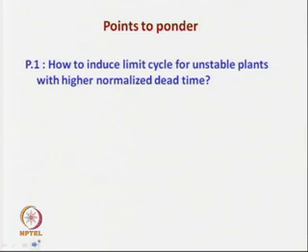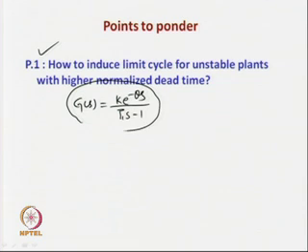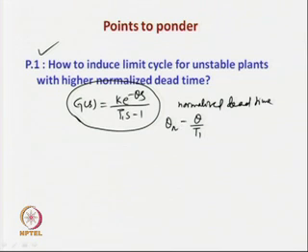Now, coming to the question of how to induce limit cycle for unstable plants with higher normalized dead time. What do you mean by normalized dead time? Given G(s) of the form k e to the power minus theta s upon (T1 s minus 1), this is the dynamic model of a first order plus dead time transfer function. The normalized dead time is expressed by the ratio theta upon T1, which we denote as theta n. So, the normalized dead time is theta upon T1.